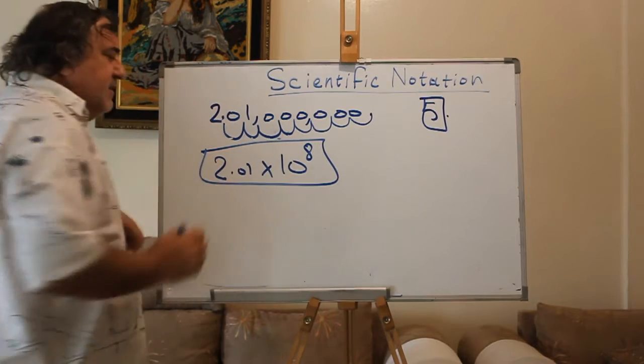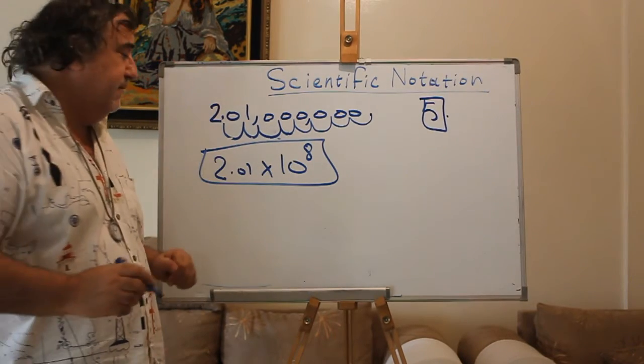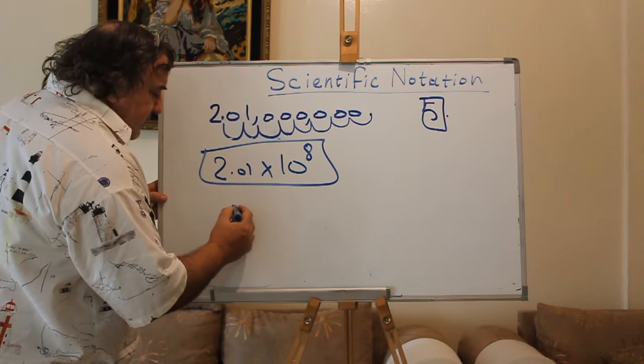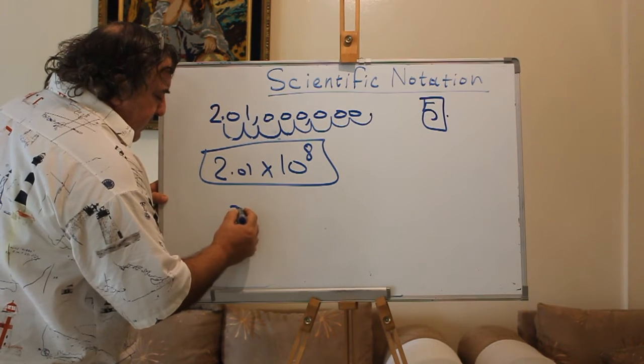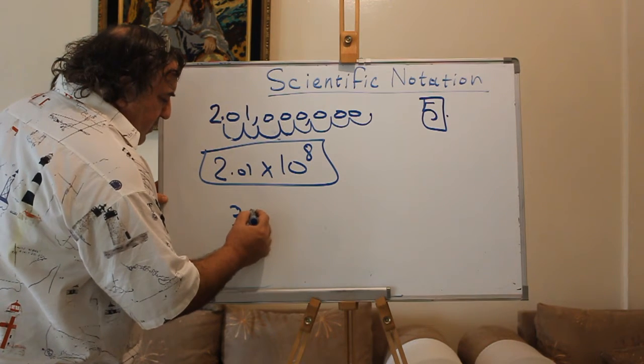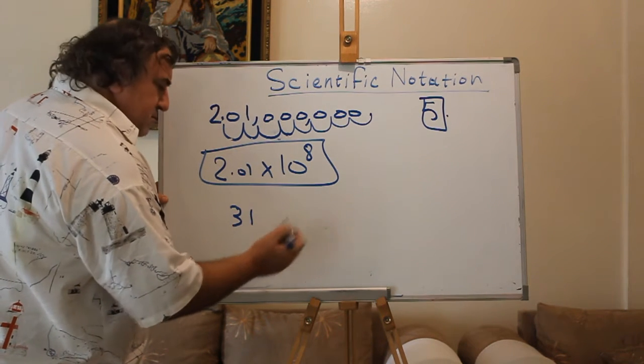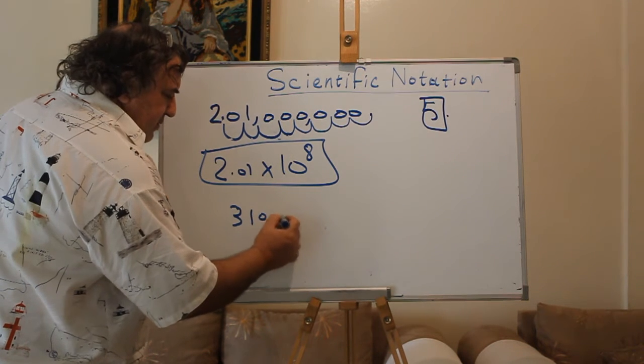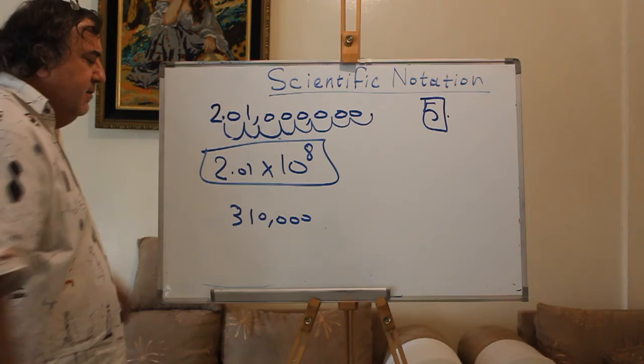That's the scientific notation of this number. You want another example? Let's go for this one. Let's say the 3, 1, 0, 0, 0, 0. Okay? It's easy.